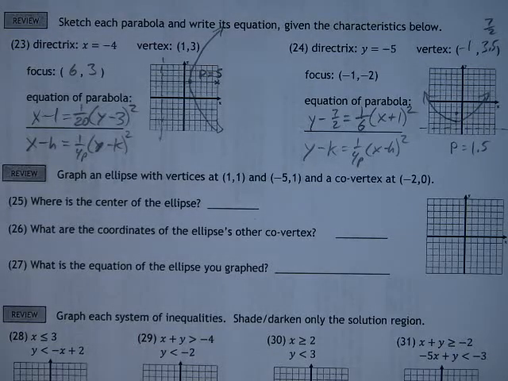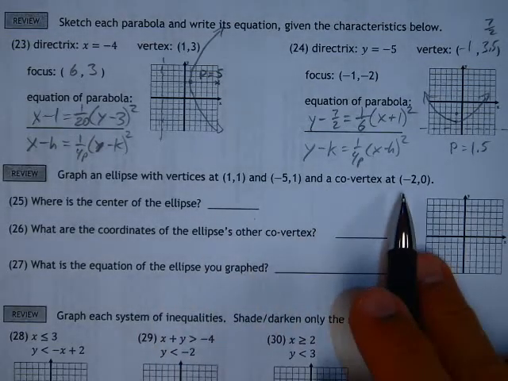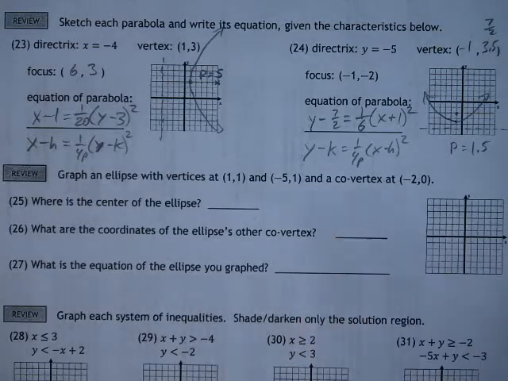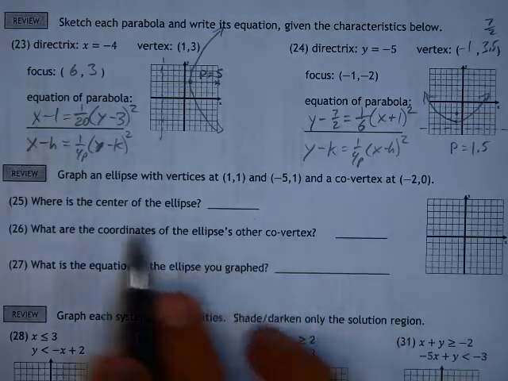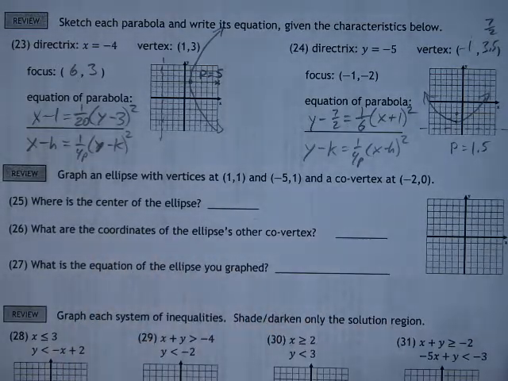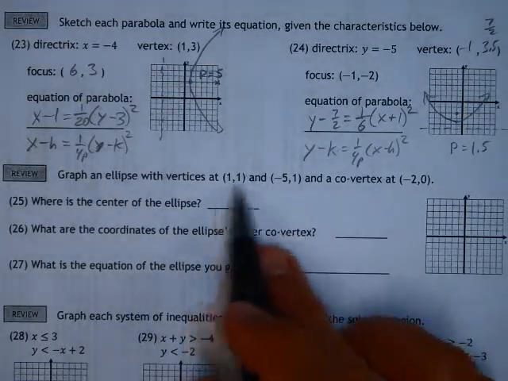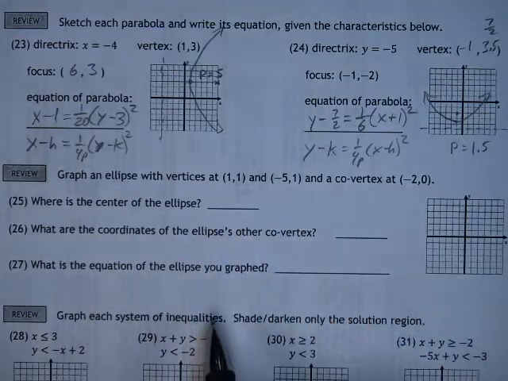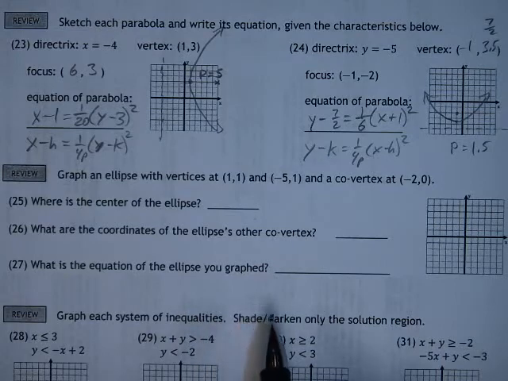Well, we have an ellipse with vertices and a covertex. There's two covertices. We aren't given both of them. But to find the center of the ellipse, that's an important part. All we need are two things like this, vertices. The midpoint of our vertices is going to be the center of the ellipse.